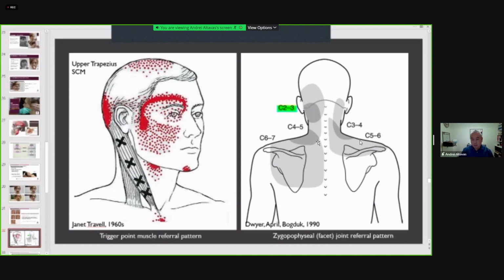Now, also, when we're considering cervical spine involvement, we know that your zygapophyseal facet joints can actually refer pain to areas of the face. Okay, so you're looking at C2, C3. Now, again, that would be part of your examination process to see if there are any referred patterns from the neck or from the cervical spine.